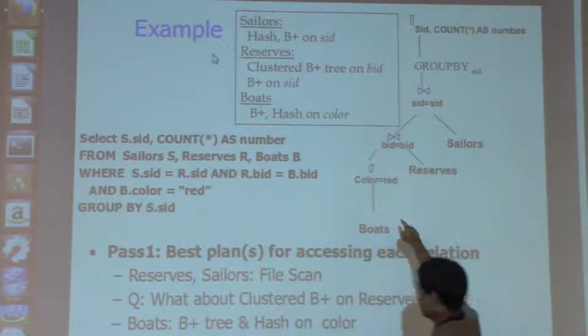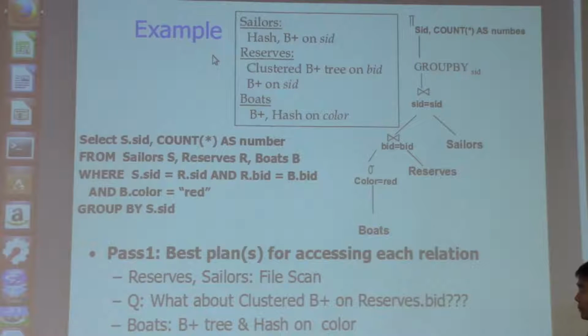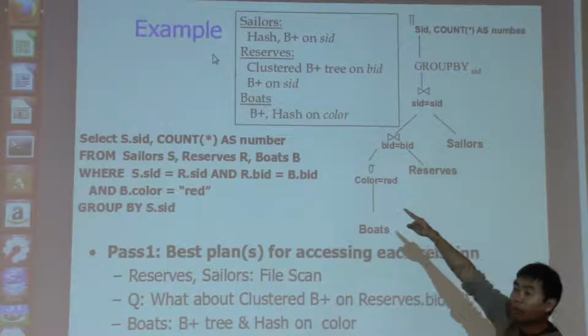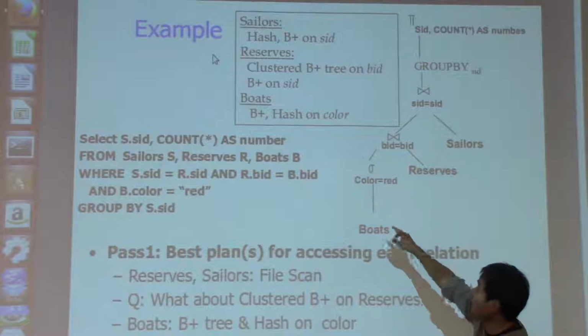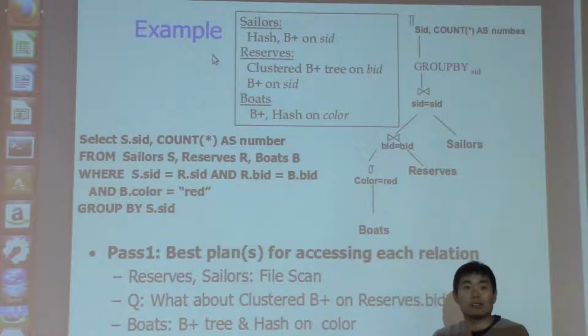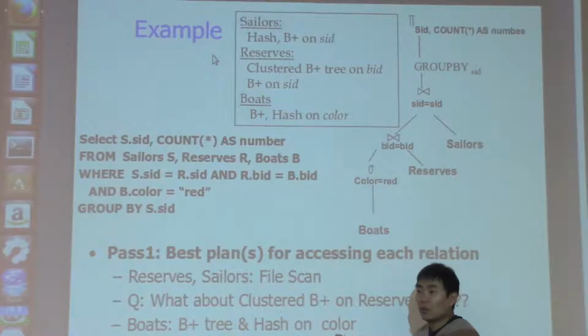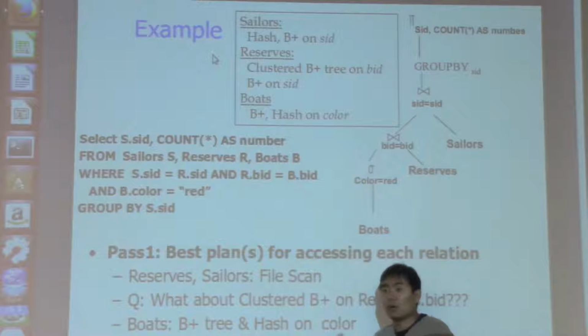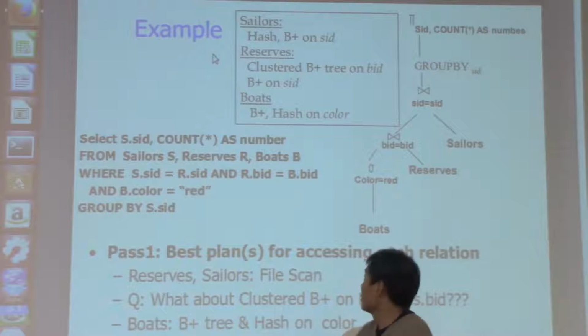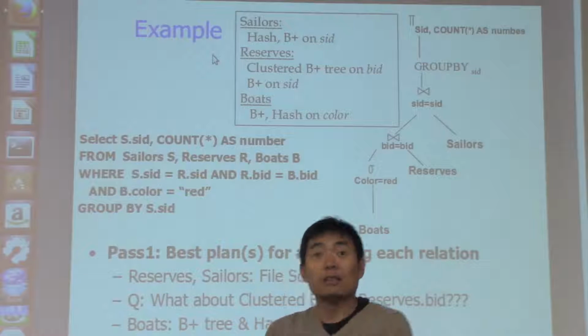What about Boats? For Boats, we have to look at the catalog. We have a B+ tree and a hash index on color. Wonderful. That's actually my search condition. I can use that. Which one is more efficient? Well, for that, you need to look at the selectivity, first of all.